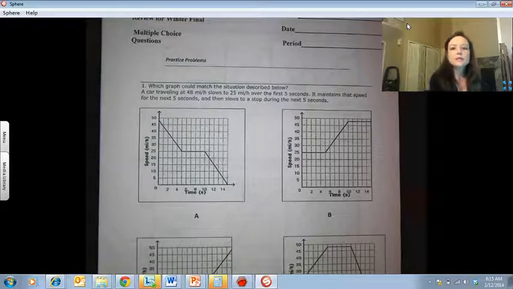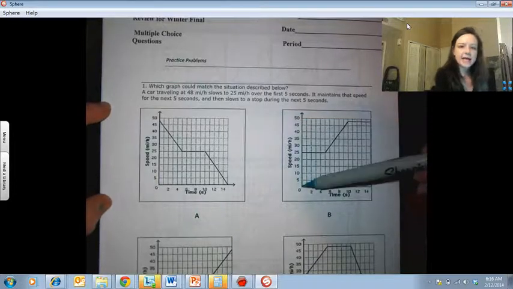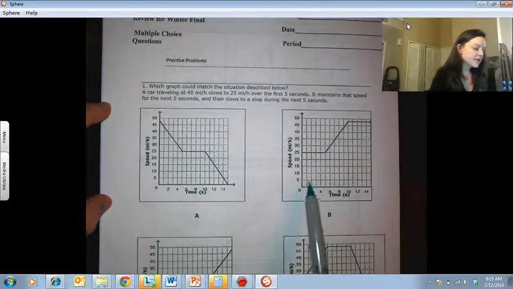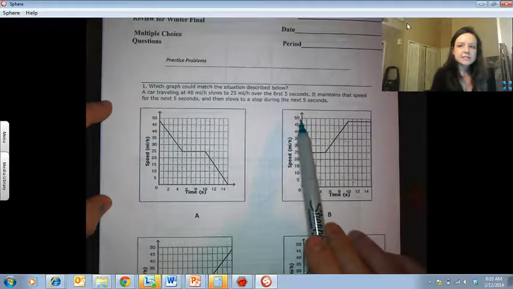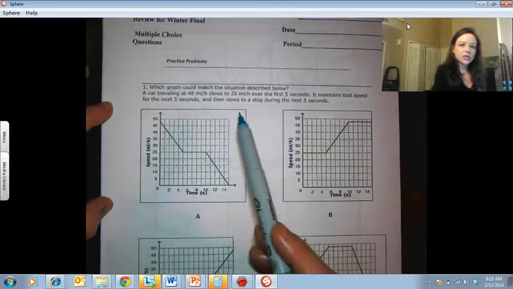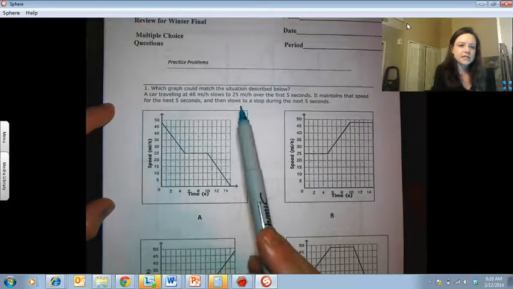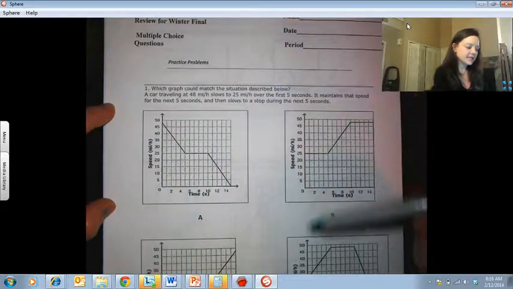Which graph could match the situation described below? A car traveling 48 miles per hour slows to 25 miles per hour over the first 5 seconds. It maintains that speed for the next 5 seconds and then slows down to a stop for the last 5 seconds. So speed is on our dependent axis right here, and as you're going up the axis, the speed's getting higher. So what we're looking for is that at first it's slowing down from 48 to 25. So we're looking for a line that's going to start going down.